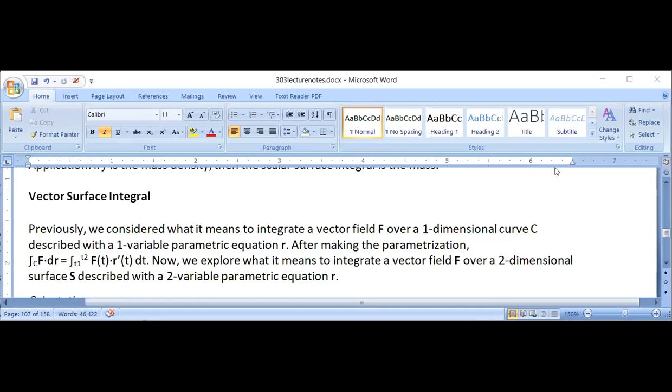So remember, that was that big step. Now we're going to talk about what that means in the two-dimensional case: to integrate a vector field F over a two-dimensional surface S described with a two-variable parametric equation R. Before we actually start doing the vector surface integrals themselves, we need to take a moment to talk about orientation. So let's do that.